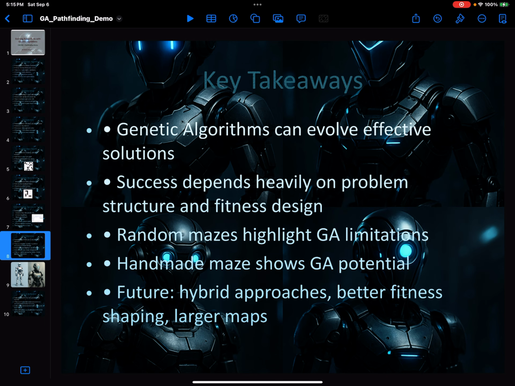The main takeaway is that genetic algorithms are powerful optimization tools, but not guaranteed to succeed. They work best when the fitness function is well designed and the search space is structured. Random mazes highlight the limitations while the handmade maze shows their potential. This project illustrates how genetic algorithms can evolve useful robot paths through trial and error.